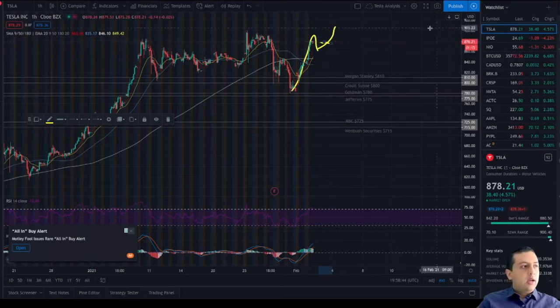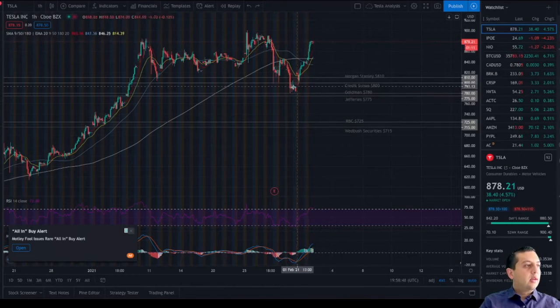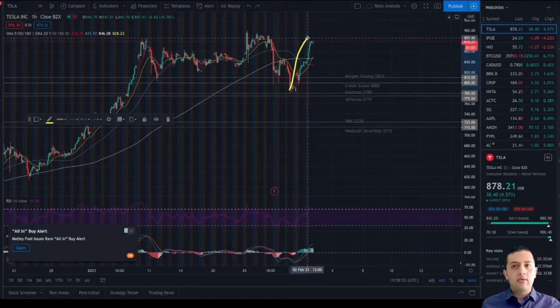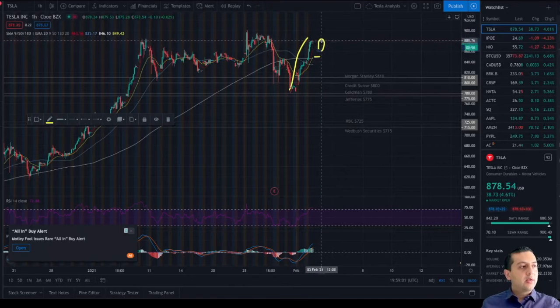So in this moment, Tesla is looking like that. You see, we already have the first movement up. We're trying to see some resistance here. And as soon as we get that one and we get a full-blown candle that is closing above those averages, this is going to be our entry point.